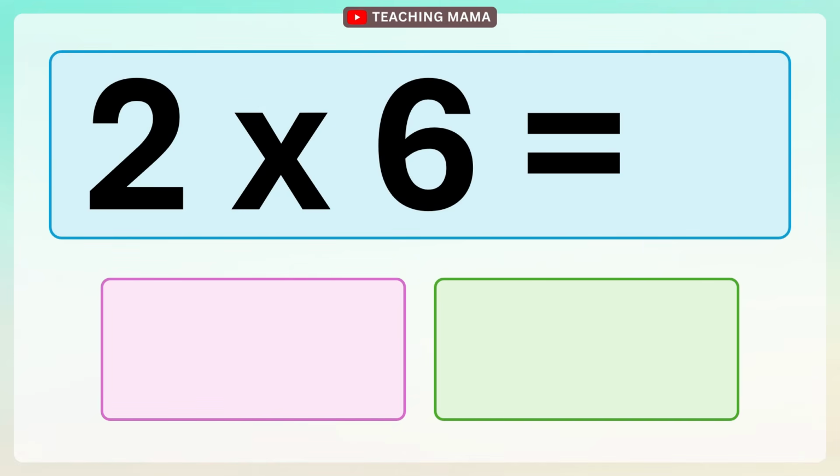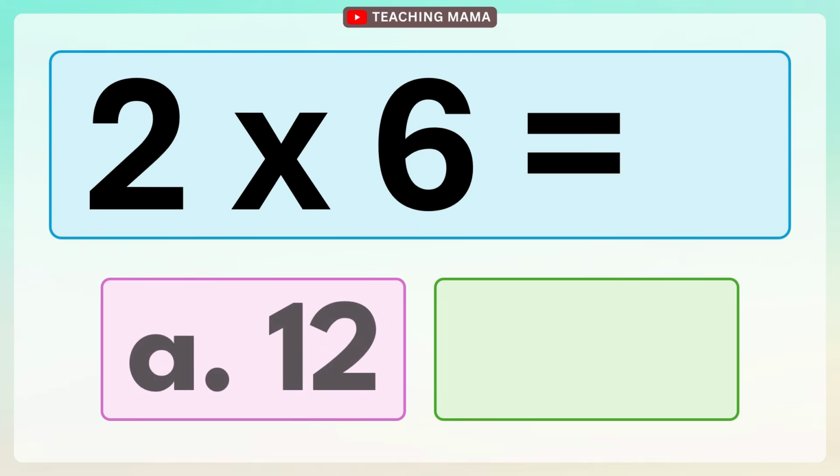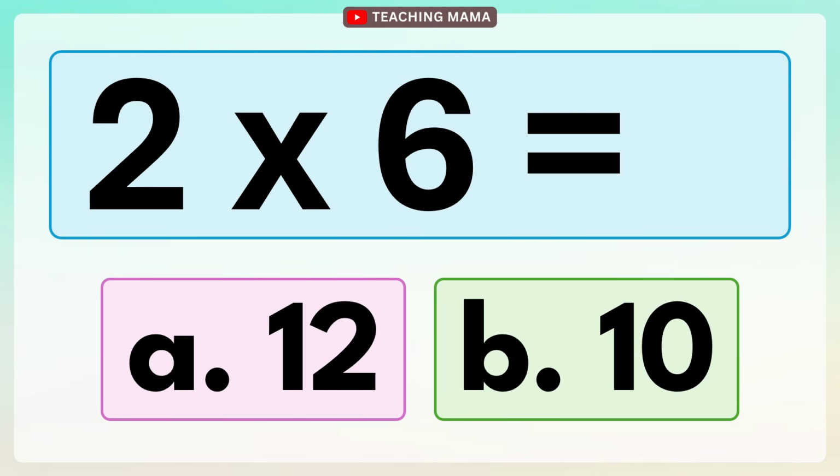Two times 6 equals A. 12. B. 10. What is the answer? A. 12.